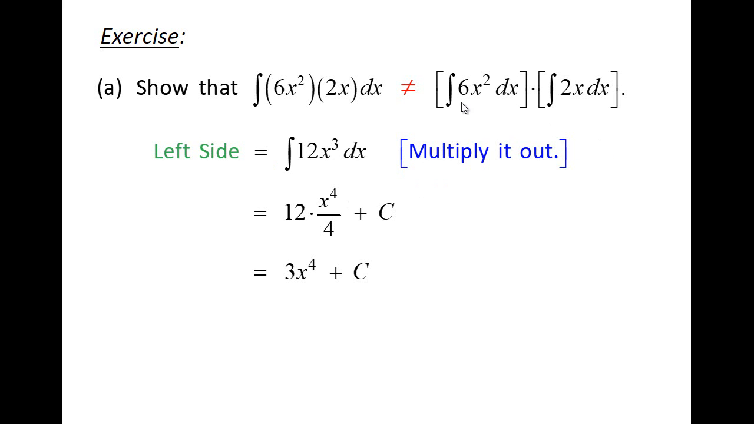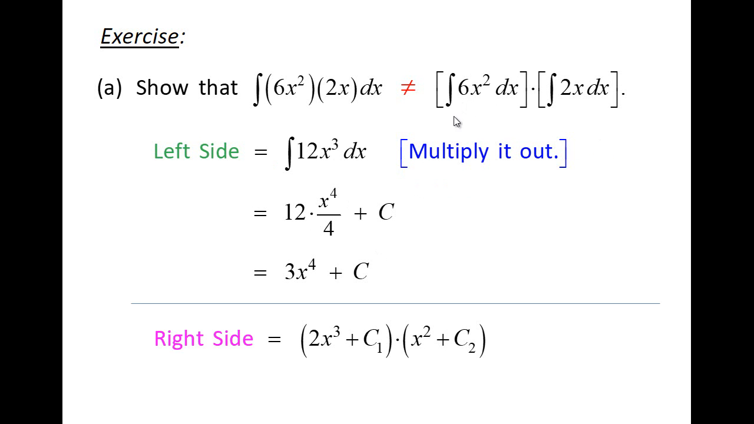On the other hand, the integral of 6x squared would be 6x cubed over 3, which would be 2x cubed, right, plus a constant, and the integral of 2x would be x squared plus c2. So notice that on the right hand side, we're getting this, and that's equal to 2x to the 5 plus some other terms, but without knowing the other terms, I can already see that the left hand side is 3x to the 4 plus c, the right hand side is 2x to the 5 plus something else, but obviously they are not going to be equal.